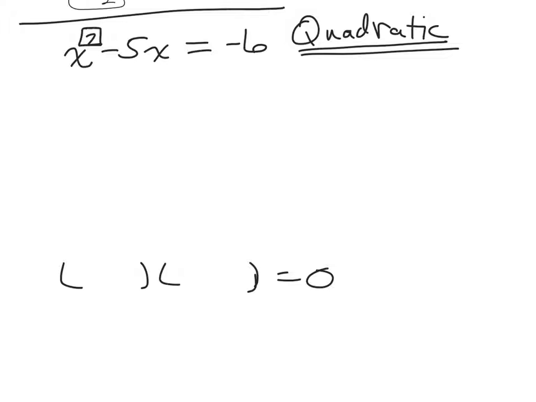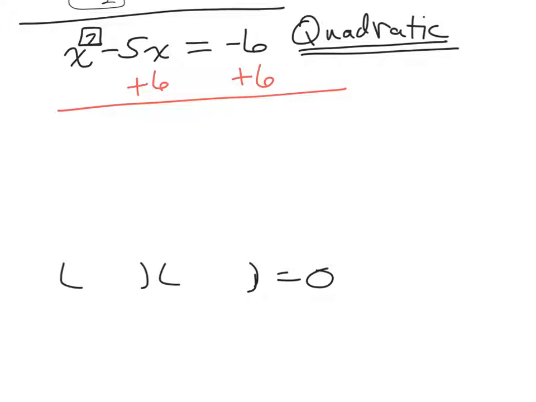Well, step 1 over there said to get a 0 on one side. Class, how could I get a 0 over here? How do you get rid of a negative 6? You add 6, that's right. So we're going to add 6 on the right. But if we add 6 on the right, we got to add 6 on the left.